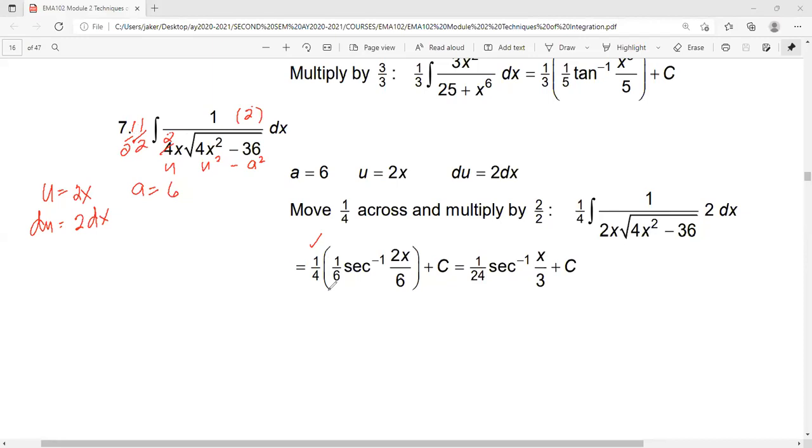1/4 times the answer of the arc secant. So it's 1 over a, which is 1 over 6. The arc secant of u, which is 2x over a, which is 6. So 1 over 24 arc secant of, so this could be simplified further by taking out the common factor, which is 2x over 3. That's for the arc secant.